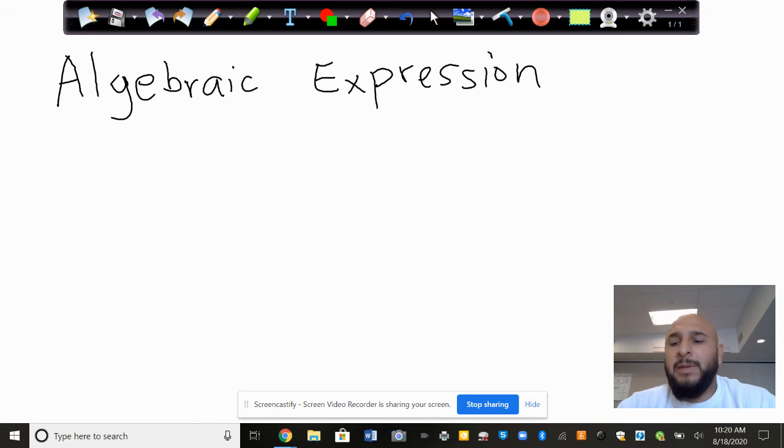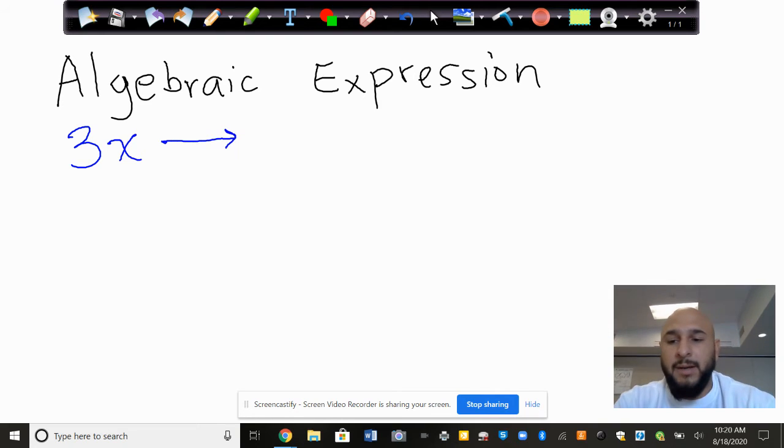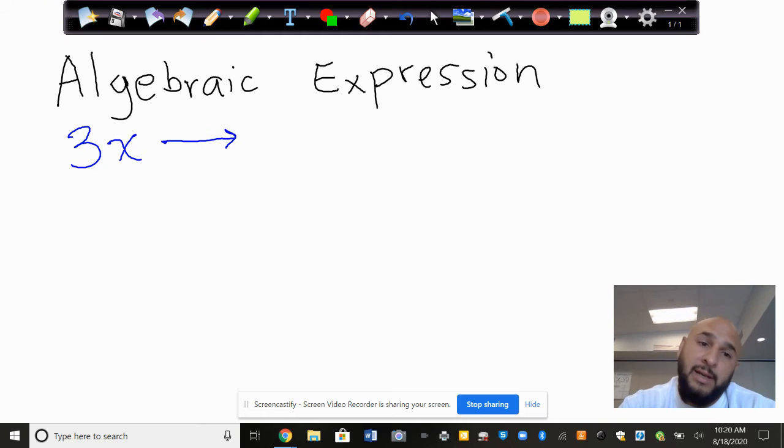The main difference between an expression and an equation is that an expression does not have an equal sign. We are gonna start with the basic expressions that you're gonna see in algebra. The first one we will talk about is 3x or 3y. Basically, any letter could be a variable. But what does that actually mean? What does it mean when you see a number next to a variable like x?